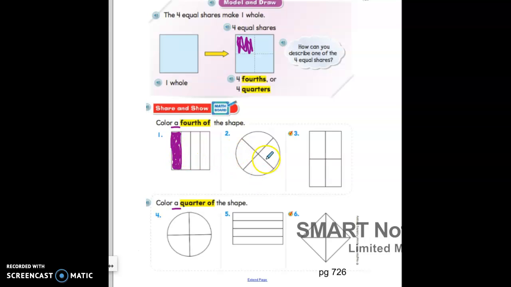If you notice, all of these shapes have equal shares. That means all parts of the shape have the same size. And you can pick any part of the shape to color. Here is coloring in a fourth of this circle. Now it's a little easier for you to do this in your notebook than it is for me to do it with a fake marker on the computer.